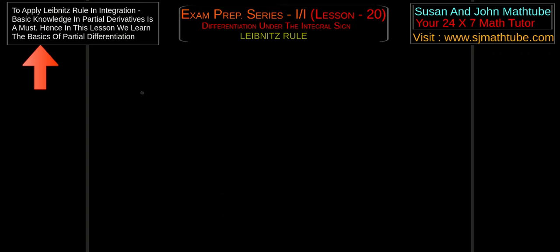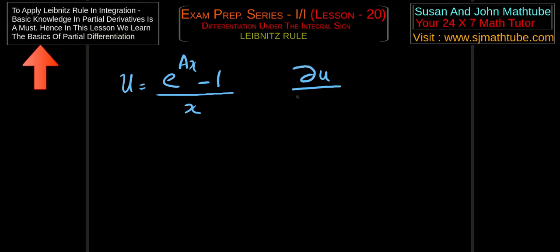Okay, with this fact, I want you to differentiate u equal to e to the power ax minus 1 the whole divided by x with respect to a. That means I want to find curly d of u with respect to capital A. So shall we give it a try? Yeah. So look at this.